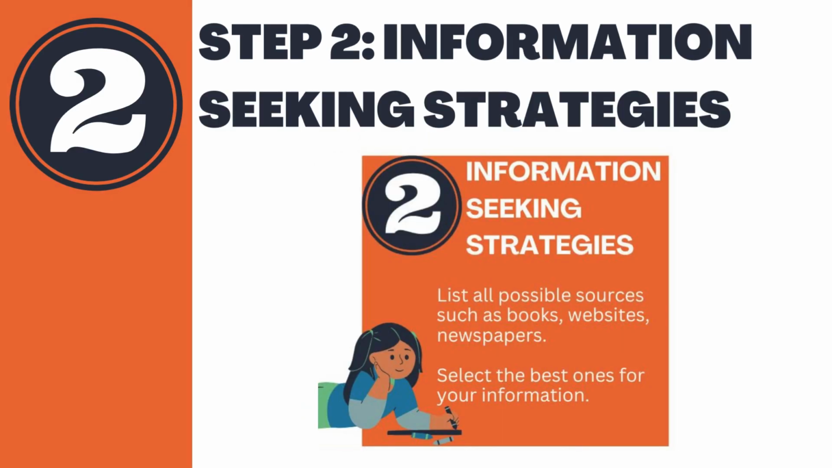Step 2 is information seeking strategies. This is where you'll list all possible sources where you could find information, such as books from the library, websites, newspapers, and magazines, and then you'll also think about which of these sources are going to be best for your project, your topic, and the way you want to gather information.